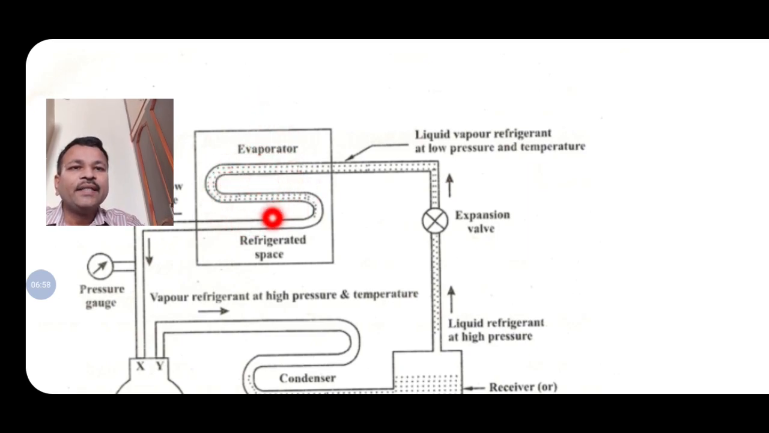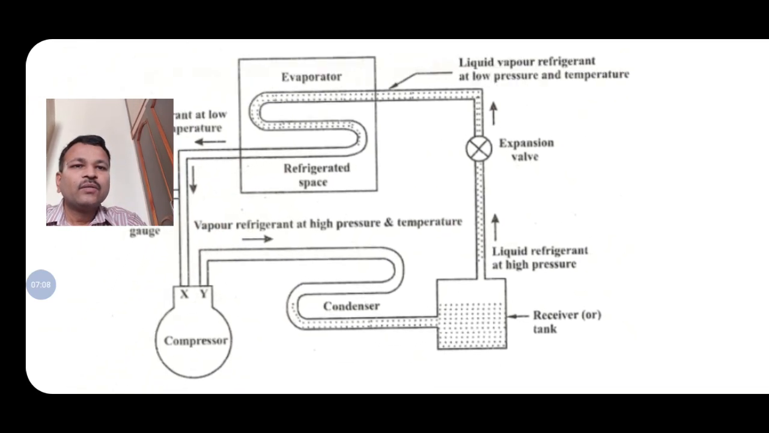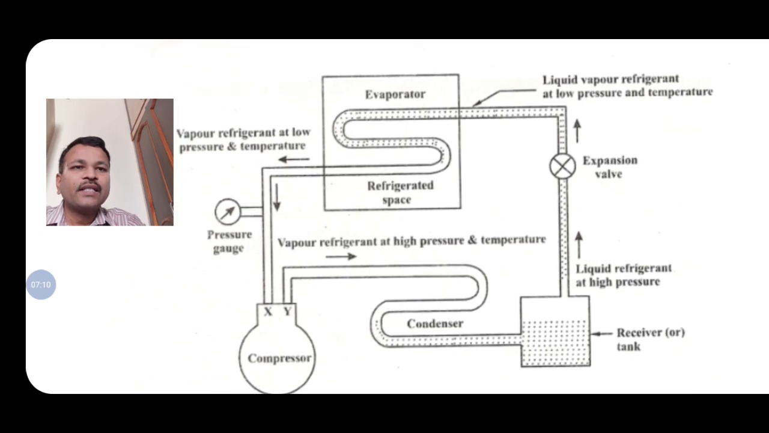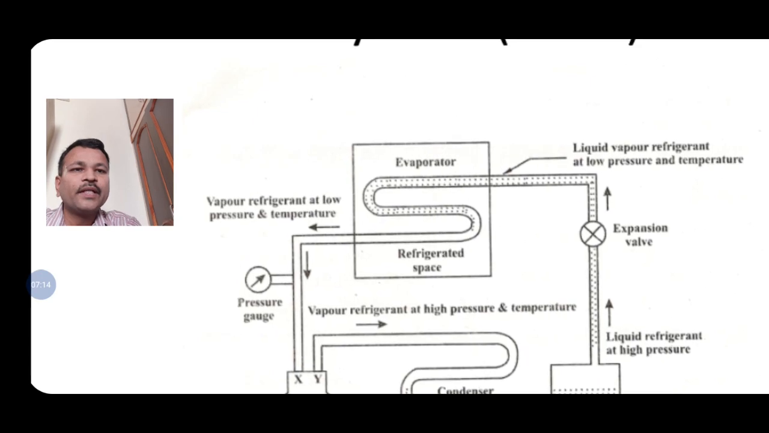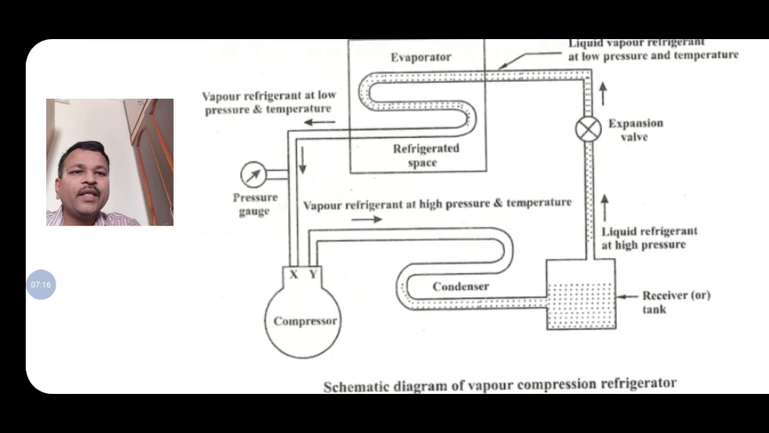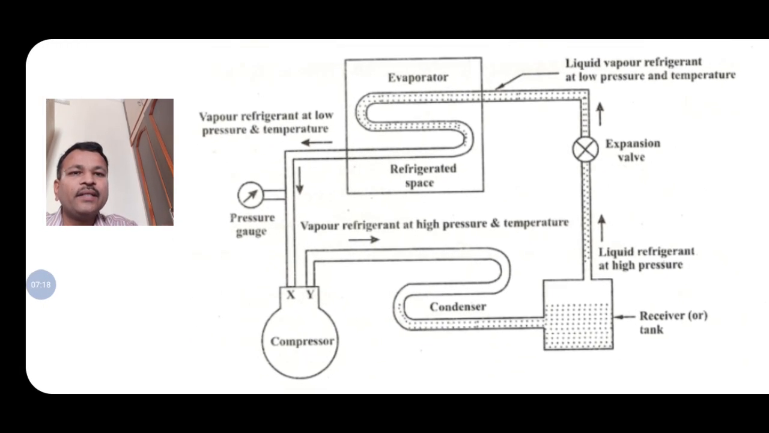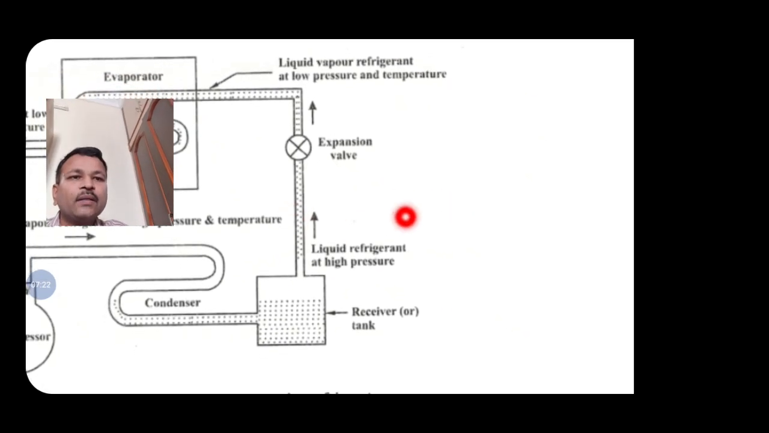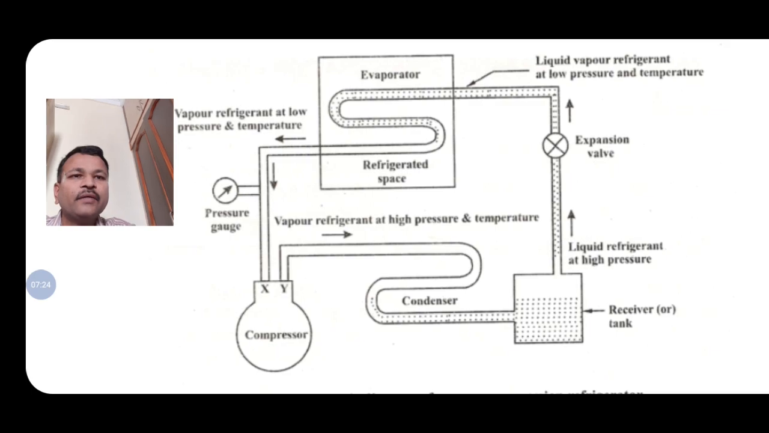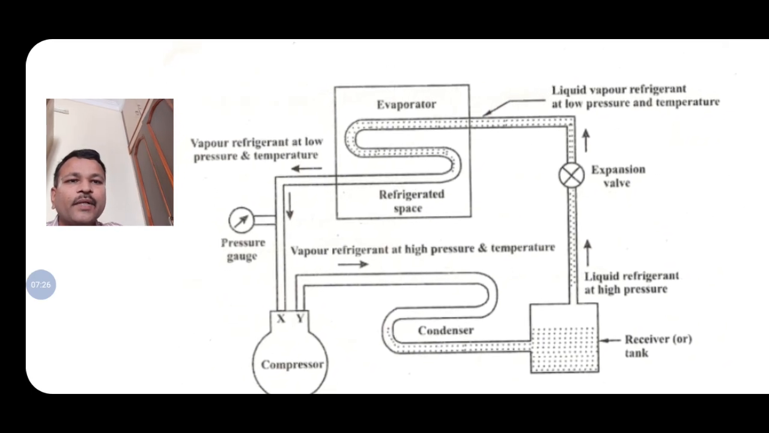Again that vapor refrigerant will come to the compressor, and thereby one cycle of operation is completed. Okay, again I will repeat here. The low pressure, low temperature vapor refrigerant will come to the compressor.